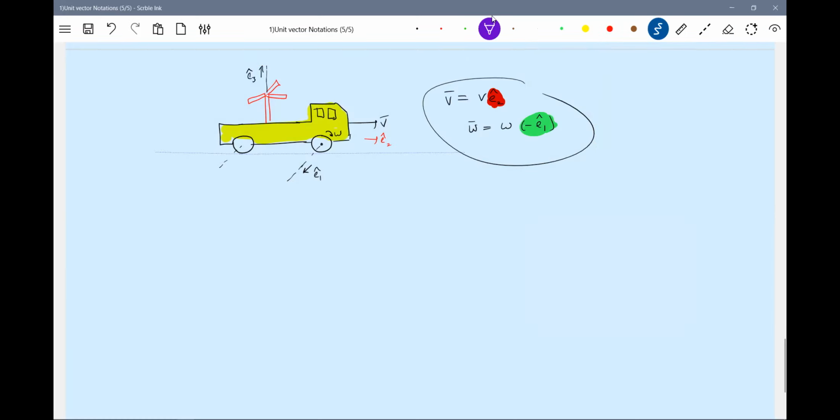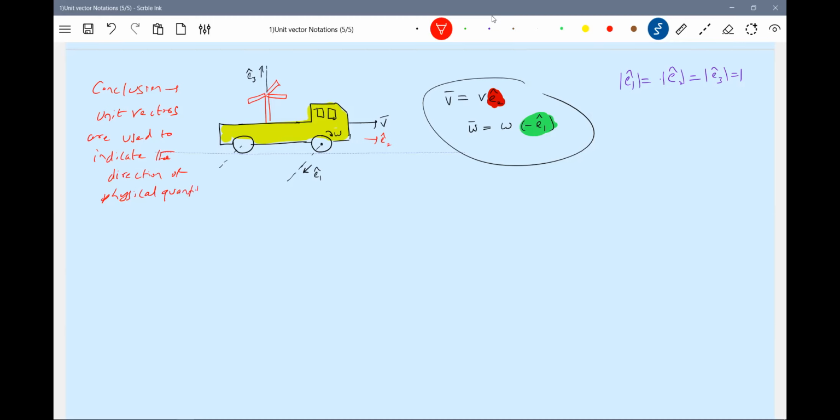Okay, that is the primary idea of unit vectors. Again, what is the magnitude of all? Mod of E1 cap is one. They are brought just to indicate direction, that's all. So what is the conclusion? The unit vectors are used to indicate, to specify, the direction of any vector quantity. We'll write it. Unit vectors are used to indicate the direction of a physical quantity which is a vector.